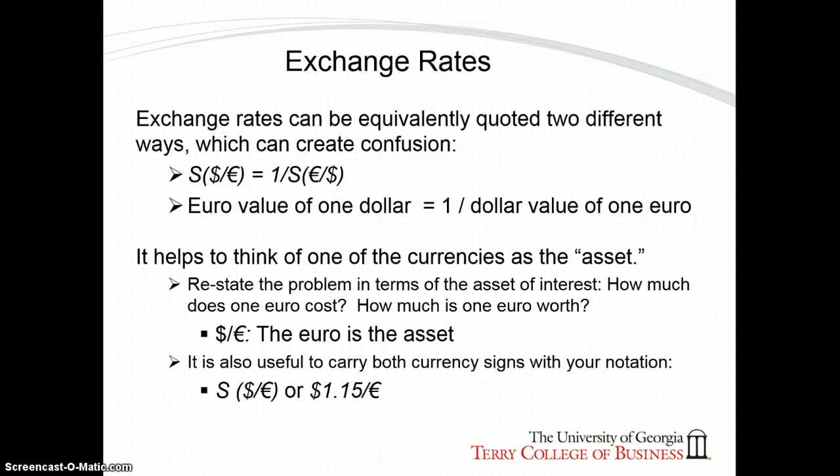Note that the American term spot rate is the reciprocal of the European term spot rate, as illustrated for the euro at the top of this slide. I think it helps to figure out which currency is the asset and which one is the price. The asset will be the denominator and the price will be the numerator in the rate. Finally, it's also helpful to include notation that clarifies the ratio you are considering, and I've given a couple of examples of types of notation at the bottom of this slide.